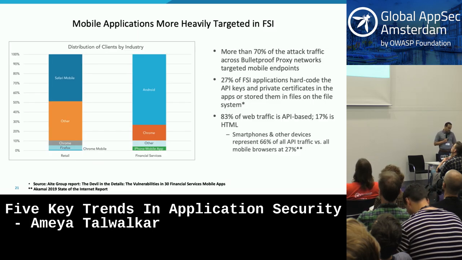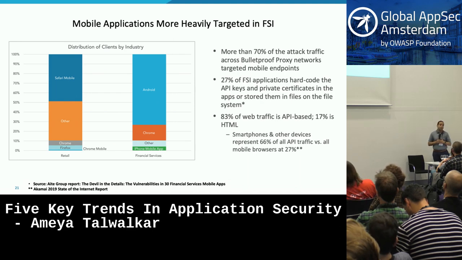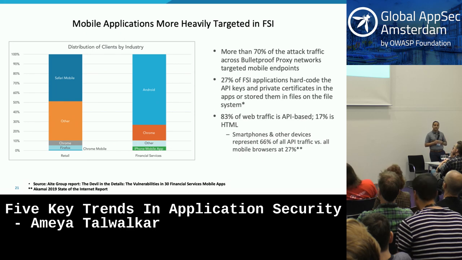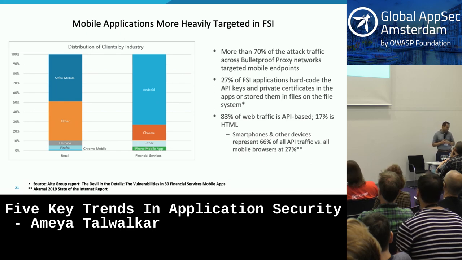Some other stats around this are again fascinating: most of these IPs seem to be attacking mobile apps, not a whole lot of web apps. Again, I can't point out why, but this is just the data that we are able to collect. And some of the sources, places like Akamai, also say the same thing.